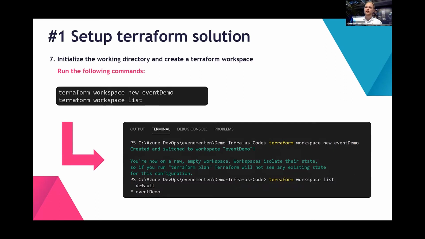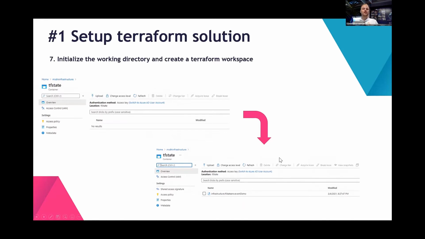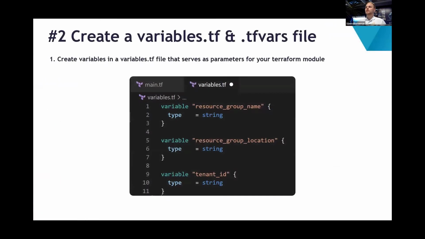And as you can see, when you run the Terraform workspace list command again, you will see that the event demo workspace has been created. So when you go to your Azure portal, you will see that after you run the create workspace command, Terraform automatically creates a state file in your storage account with the name of the demo, which contains the blueprint of the infrastructure that you want to deploy from that specific workspace. So that is the setup of your Terraform solution.